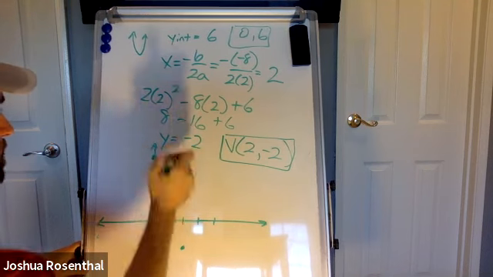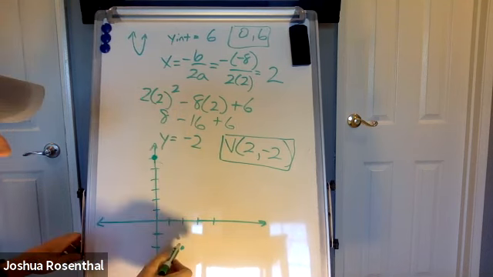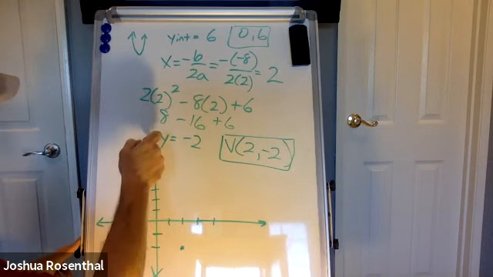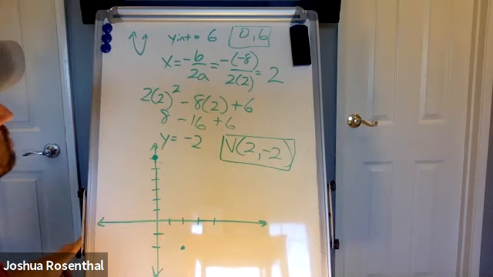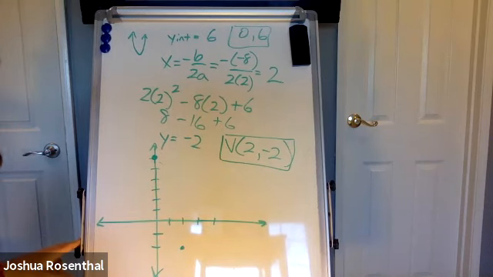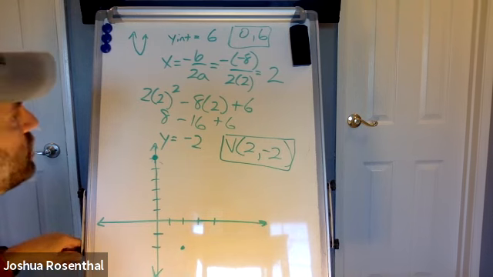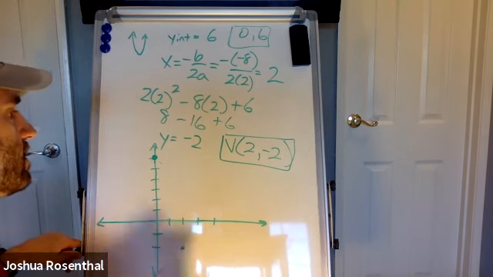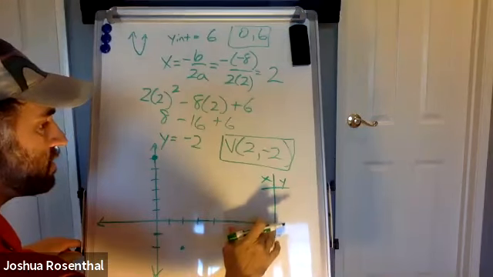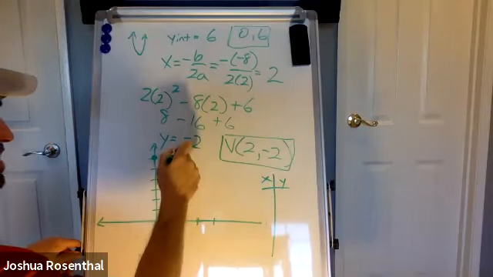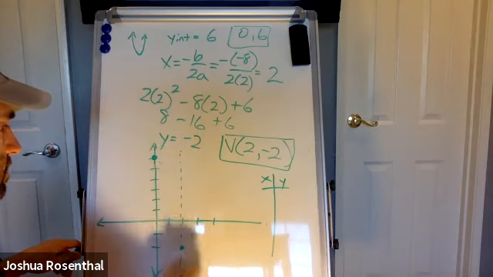1, 2, 3, 4, 5, 6. Here's this point. All right, there's the vertex. So you can see what's going to happen. It's going to come down and through here. Now, if you want to do a t-table of x and y values, I know my axis of symmetry goes through the vertex, right?